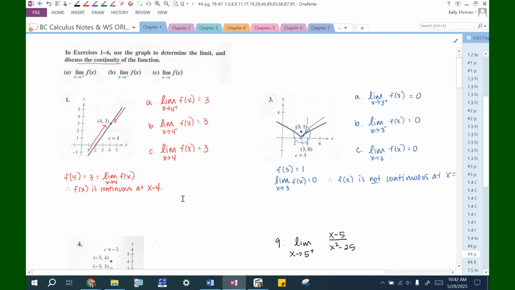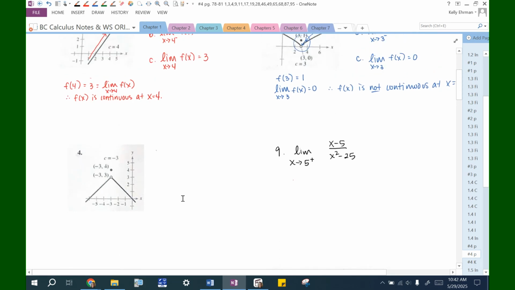I believe it's the same, 1 through 6. So same directions for number 4. For part A, the limit as x approaches negative 3 from the right of f of x. So the intended height of this graph is 3. The limit as x approaches negative 3 from the left of f of x is also equal to 3. Therefore, the limit as x approaches negative 3 from both sides of f of x is 3.